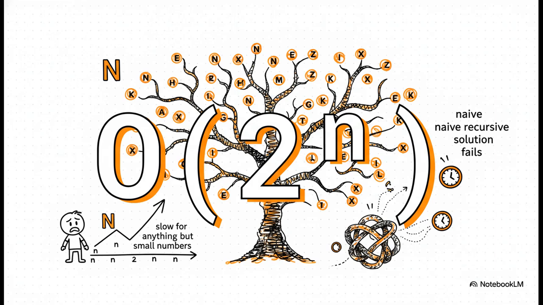This crazy inefficiency has a name. It's called exponential time complexity, or O of 2 to the n. But what that really means is that for every single number you add to the input, the amount of work the computer has to do pretty much doubles. This kind of solution gets impossibly slow incredibly fast. It's the classic example of where a simple, elegant recursive function is just the wrong tool for the job.